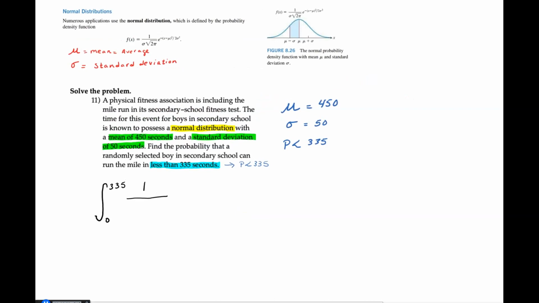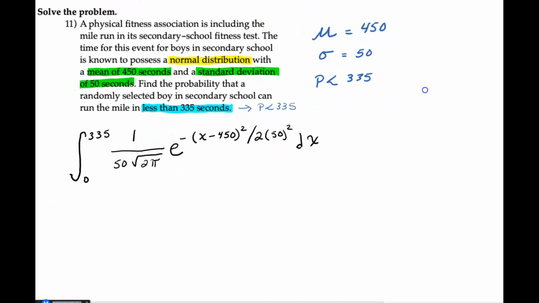So let me put that into focus for a second so that you know what it is we're doing. It says 1 over sigma. Sigma in our case is 50, times the square root of 2 pi. And then we multiply that by e raised to the power of negative x minus mu, where mu is 450, quantity squared divided by 2 sigma squared, 2 times 50 squared. And then of course dx. We can't forget that famous x. So we've got this right here.